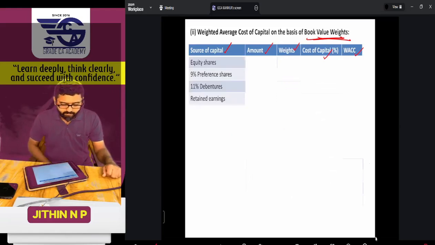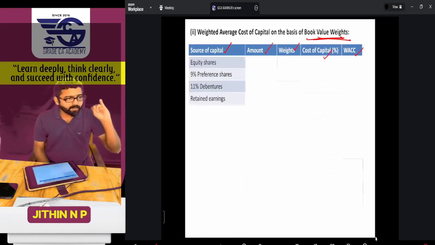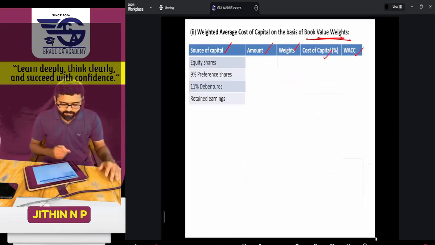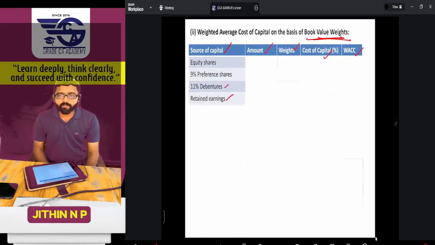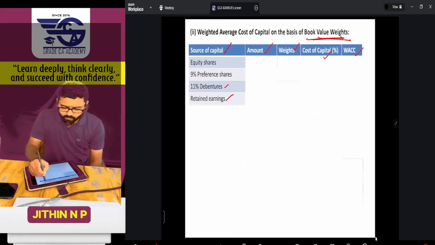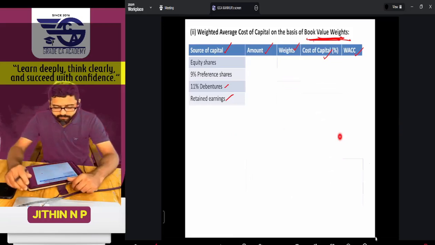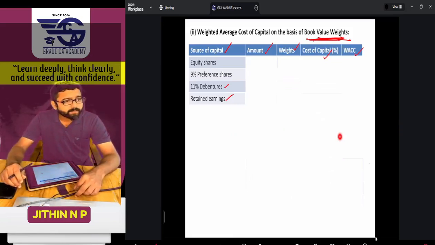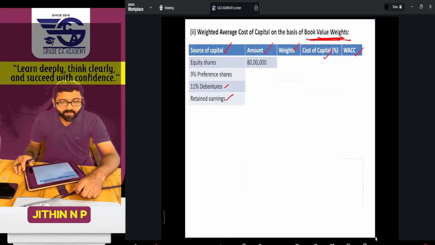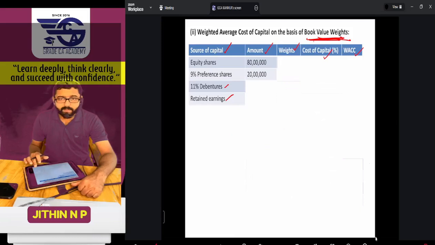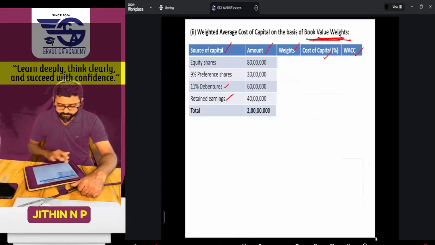Clear? The sources are equity shares, 9% preferred shares, debentures, and retained earnings. This is book value. Refer to your question. What is the book value of equity share? Check it out. 80 lakhs. Preference shares? 20 lakhs. 11% debentures? 60 lakhs. Retained earnings? 40 lakhs. Total? 2 crore.